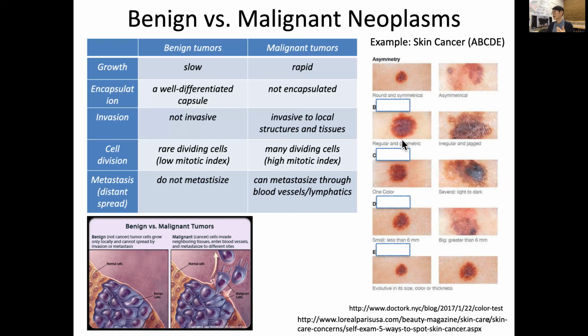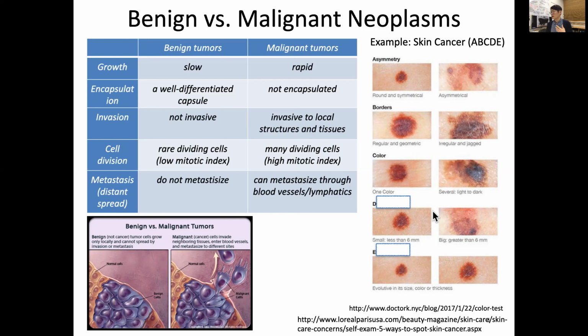And second, you can see the boundaries are pretty regular, while here is an irregular shape of the boundary or border. So the second is border. The shape of the border matters for benign versus malignant. And the third, you can see the color is a single color, while here there are multiple colors from light to darker. So this is a bad sign. So we see the color to judge the risk of benign versus malignant.